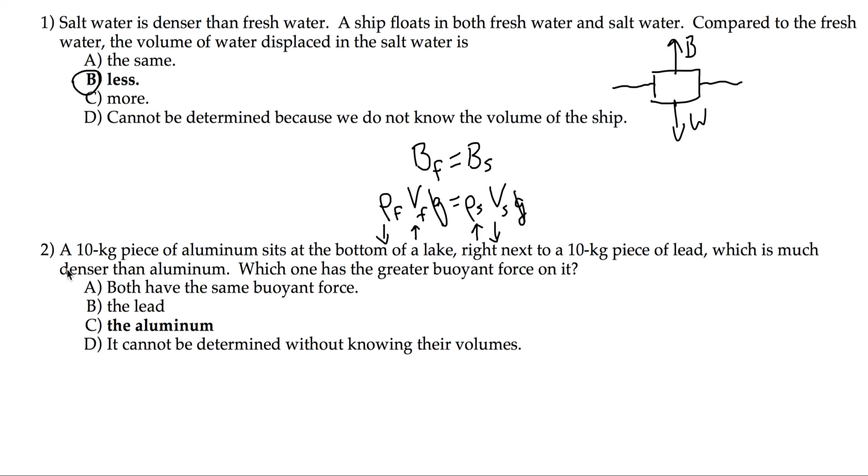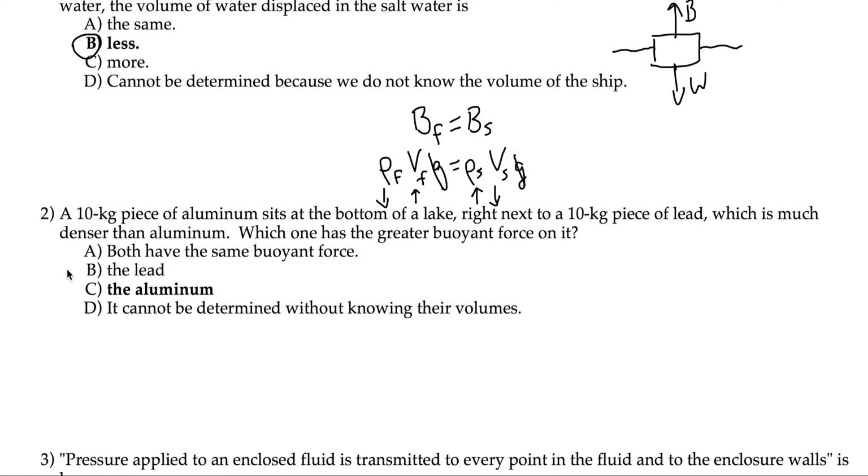Number 2, aluminum and lead are at the bottom of a lake. Which one has the greater buoyant force on it? Well, the mass is the same, but density, which is equal to mass divided by volume, tells us that the volume is equal to mass divided by density. So whichever one is less dense will have a greater volume. Aluminum is less dense than lead, so aluminum will have a greater volume.